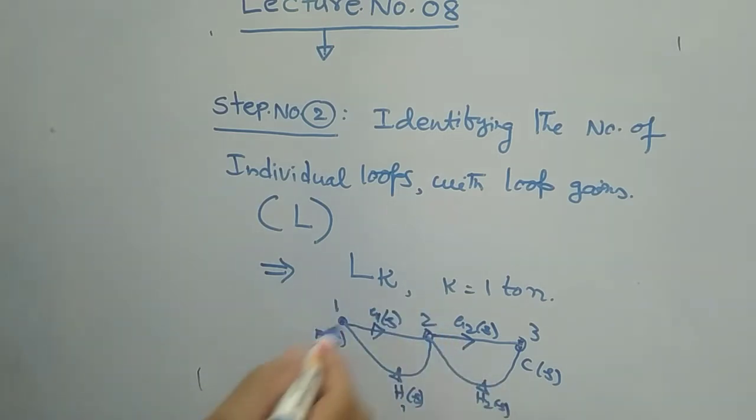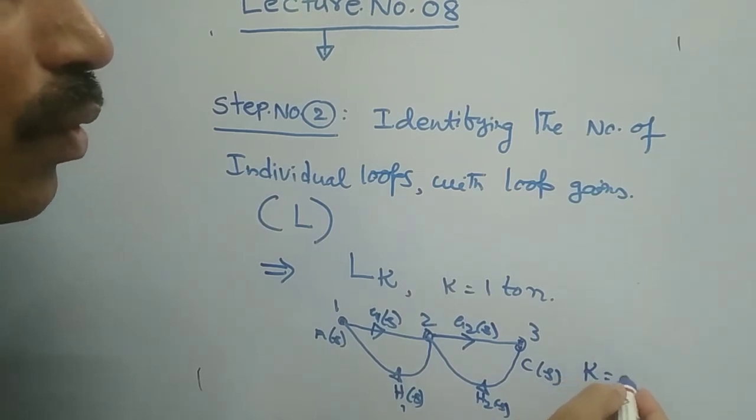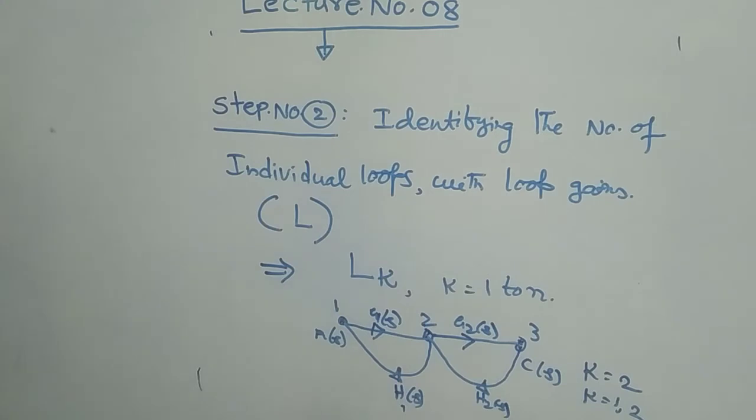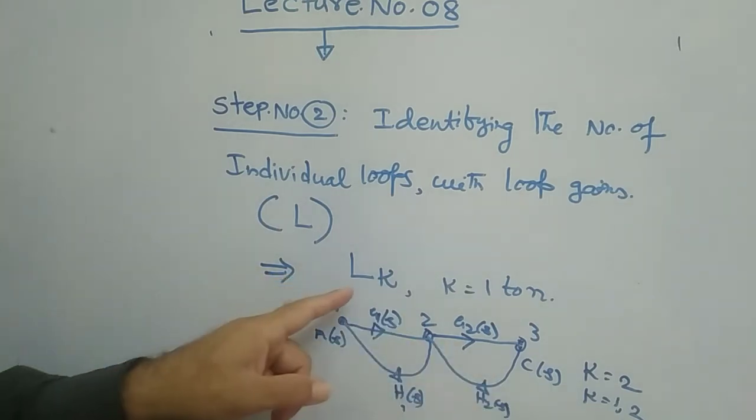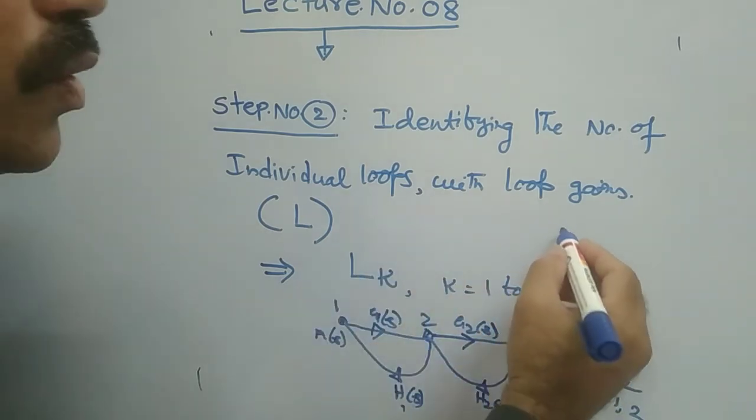In this case, k is equal to 1 and 2. That means how many independent loops do you have? L1 and L2. What is your L1?